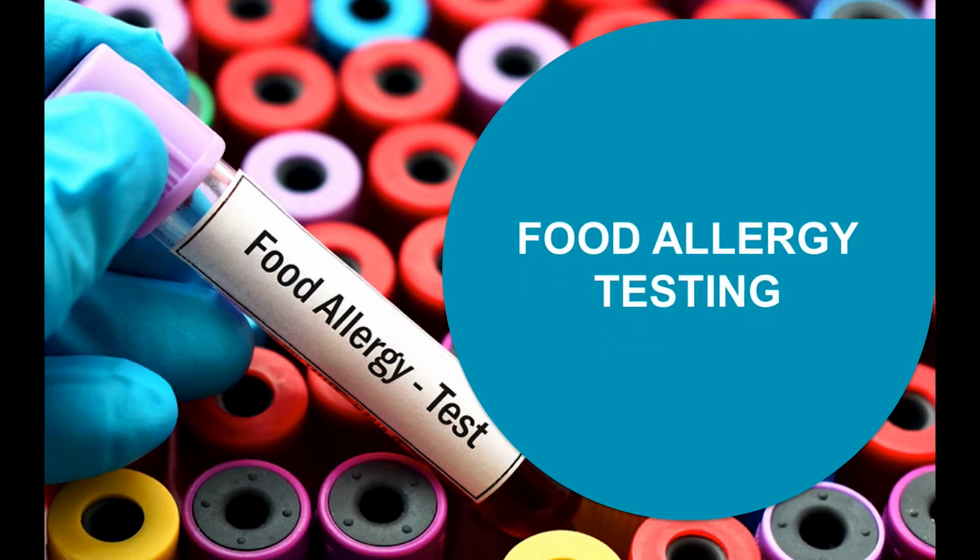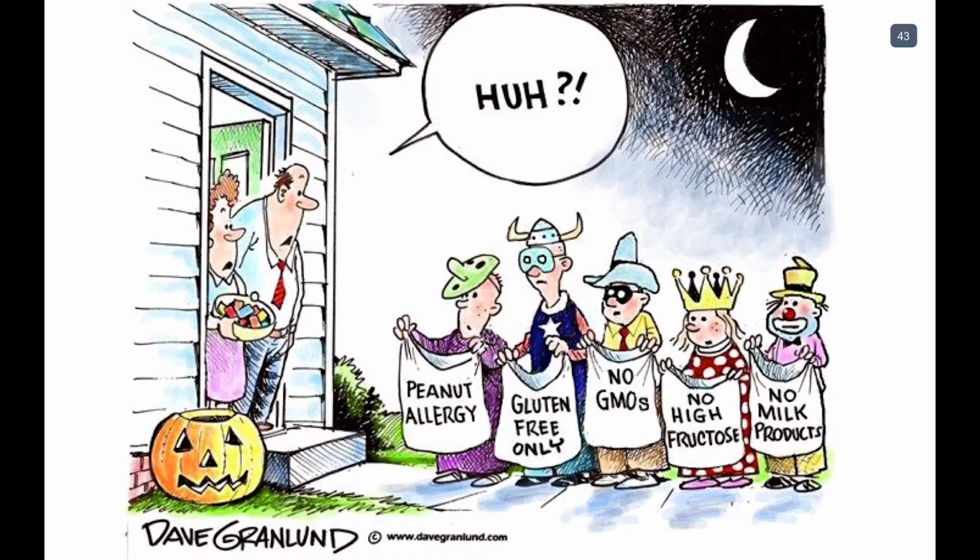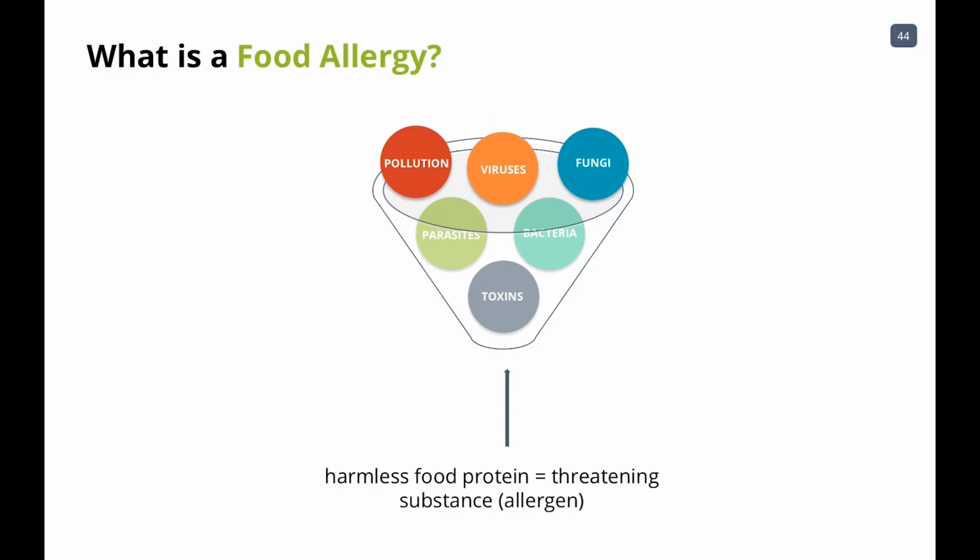The first test we look at is food allergy, and we're not going into too much detail about food allergy because if there is a food allergy, you will know all about it. Food allergies are immediate reactions that can lead to death in some instances. What is a food allergy? Well, when you have a look at it, there are a number of factors that can affect an individual. Pollution, viruses, fungi, bacteria, parasites, toxins.